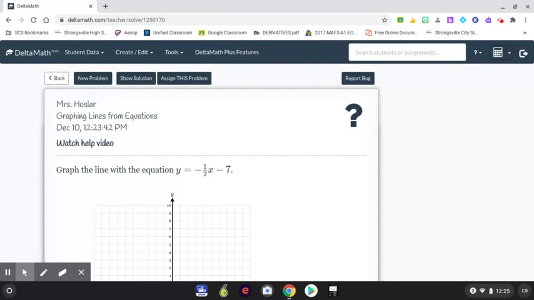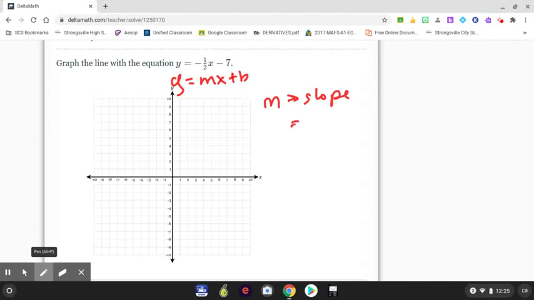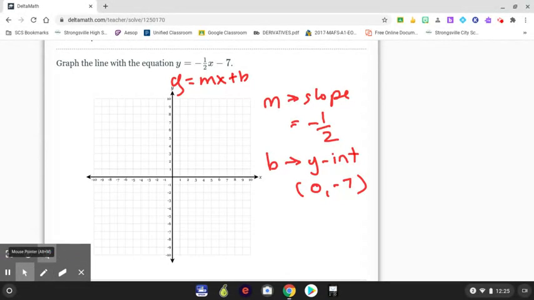And notice that this first equation given to you is in slope-intercept form, so y equals mx plus b form. If you recall, m represents slope, and in this case, that slope is -1/2. And b represents the y-intercept. I always like to write my y-intercept as an ordered pair, reminding myself that the x value of a y-intercept is always 0. It just helps whenever I am graphing this line.